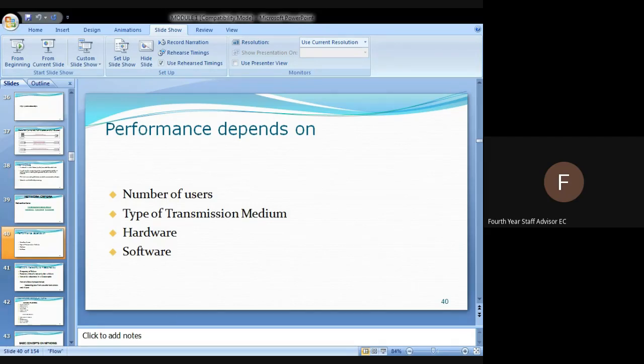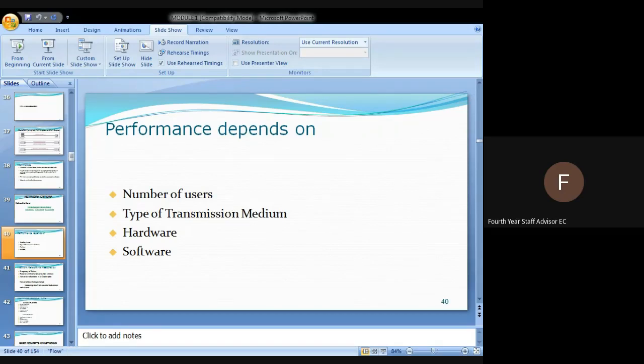Now the third parameter is the hardware used, the type of hardware: how efficient the hardware components used in the network are. If you have a high storage capacity computer, then the performance is better in that case, right?